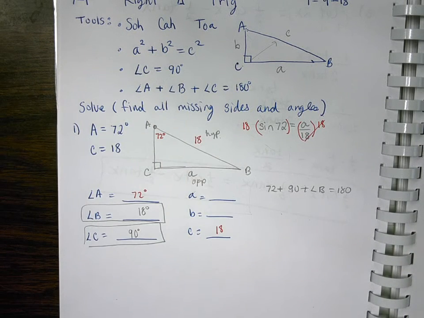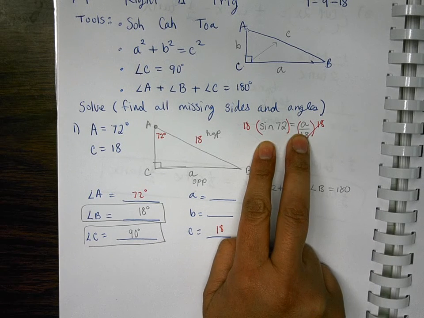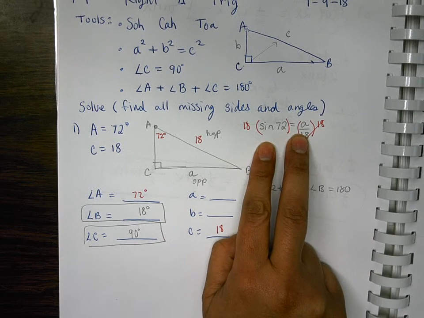Can you go back and explain how you got the sine 72 and whatnot? This right here? I missed that, yeah. Uh-huh. I nearly forgot how to do sine.